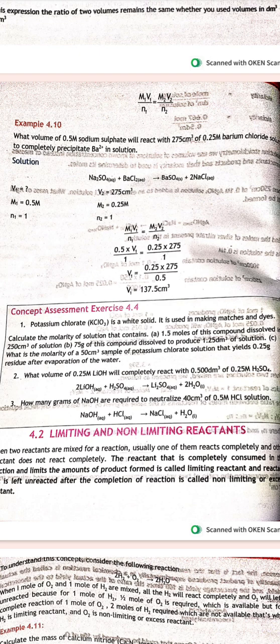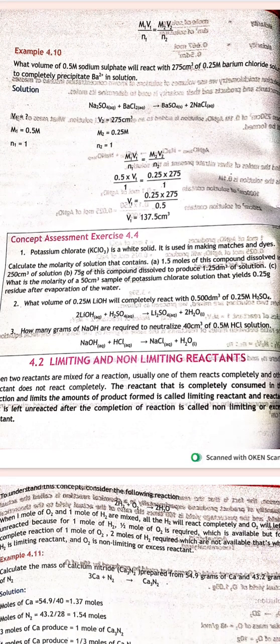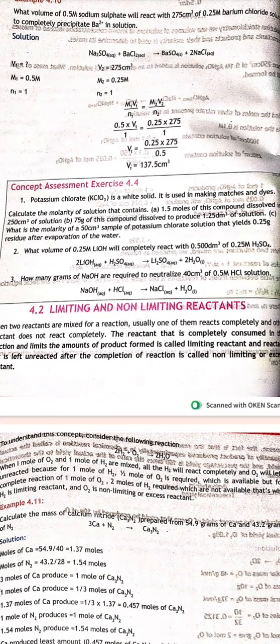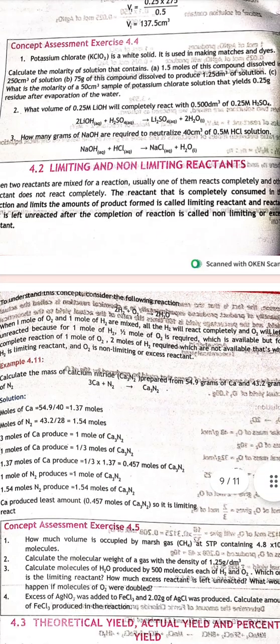So we have V2, we have M2, we have N2, we have M1 and we have N1, but we have to calculate V1. So we simply use that dilution formula, that is M1V1 divided by N1 is equal to M2V2 divided by N2. So 0.5 multiplied by V1 divided by 1 and 0.25 multiplied by 275 divided by 1. V1 is equal to 0.25 into 275 divided by 0.5, which is equal to 137.5 centimeter cube.